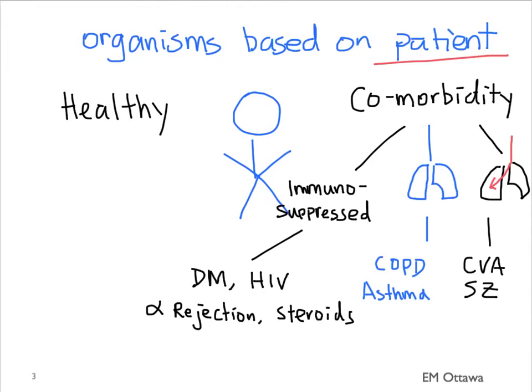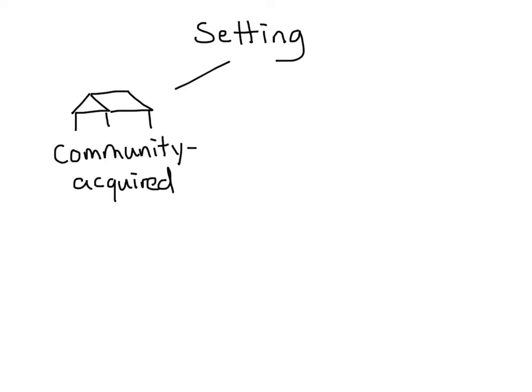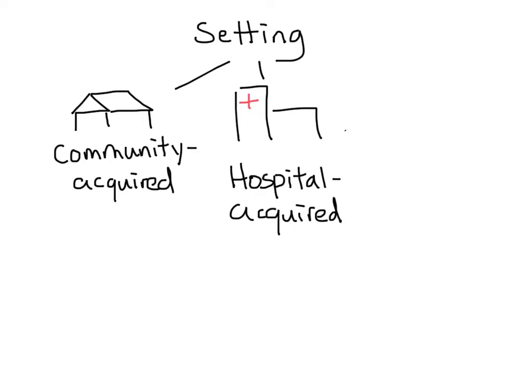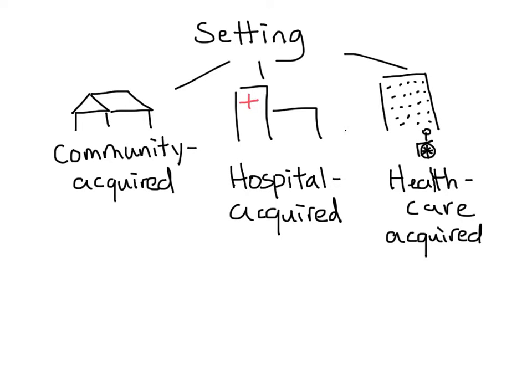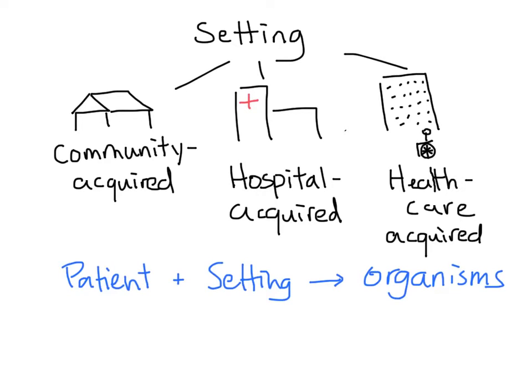The second part of the equation has to do with the setting. The setting means, where did the patient acquire this pneumonia? Broadly, it is divided into community acquired, that means patients live independently in their own home, and they're not subjected to other people who are sick. Hospital acquired, which means the patient picks up the infection from a hospital setting. And lastly, healthcare acquired. These are patients who are living in long-term healthcare facilities such as nursing homes. Knowing both the patient and the setting will help us decipher which organisms are involved to cause their pneumonia.